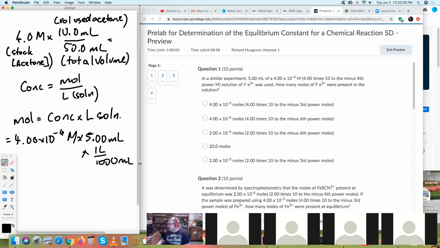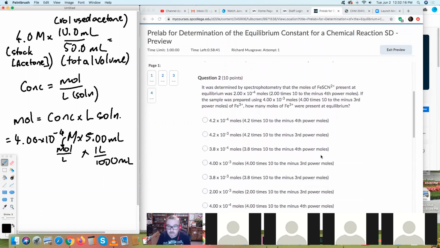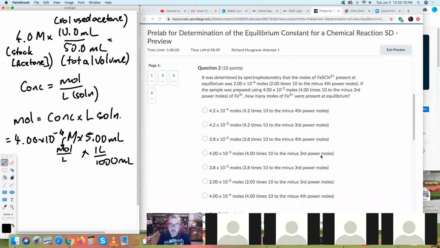You can see that big M is moles per liter. So the liters end up cancelling, the mL end up cancelling, and you're left with moles. Any questions about question 1? Okay, question 2.